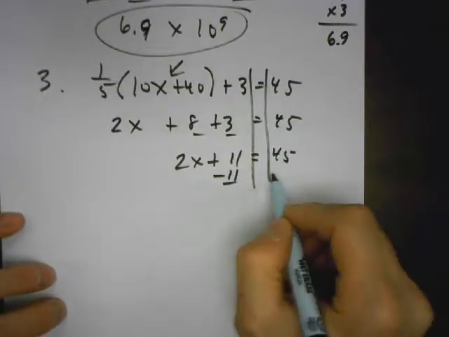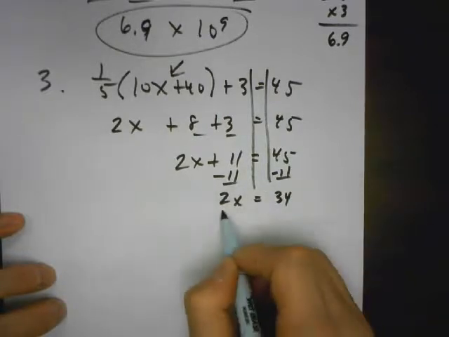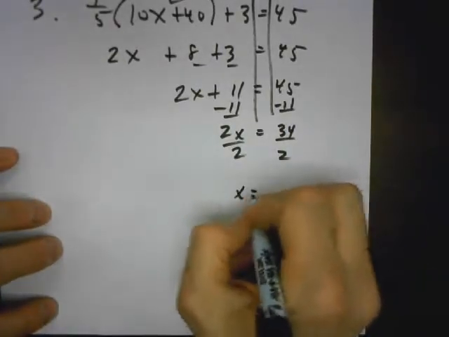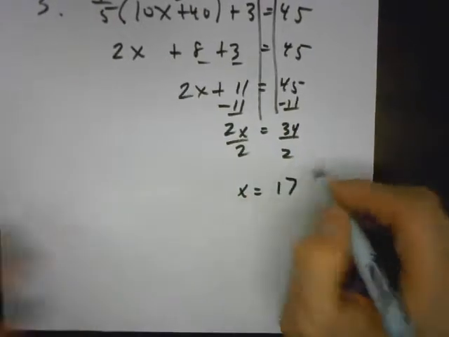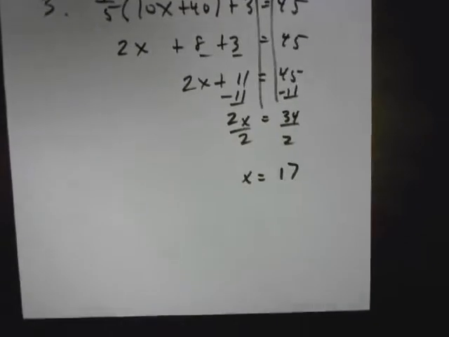I work farthest away from the variable first. And then I divide both sides. Division property of equality. And half of 34 should be 17. So my answer is 17. Alright. Problem number 4.